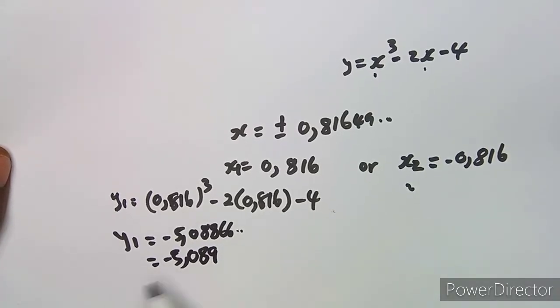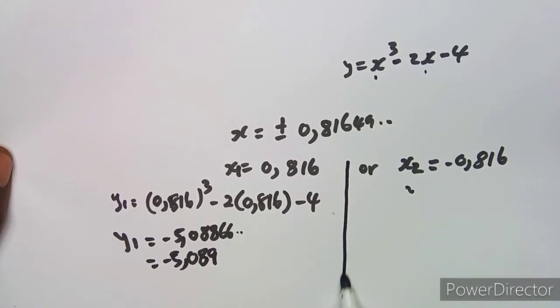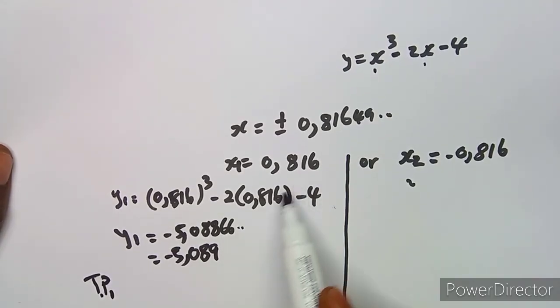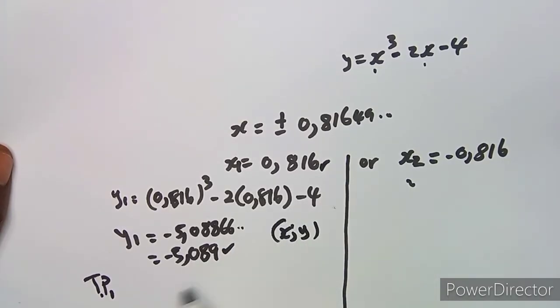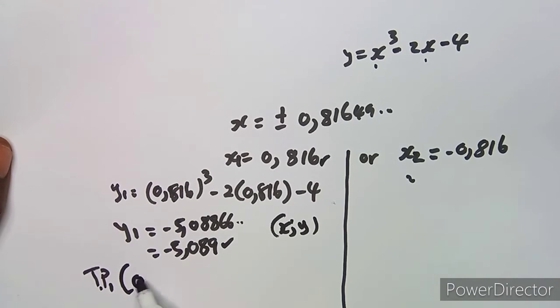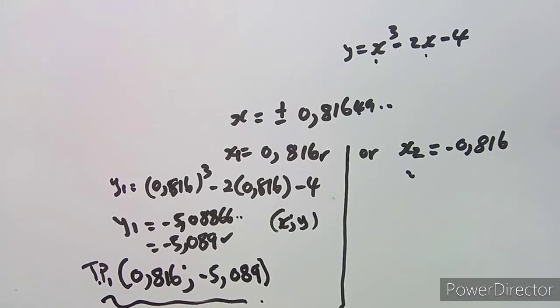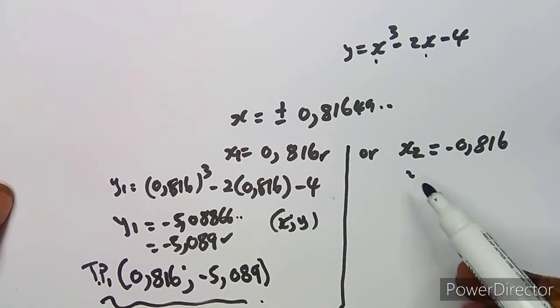So that means we have got the first turning point here. When x is this, y is this. Remember, it's a point made of x and y. So x is 0.816 and y is minus 5.089. That's our first turning point. We do not know whether it's a maximum or a minimum. We just know that it's a turning point. All right.